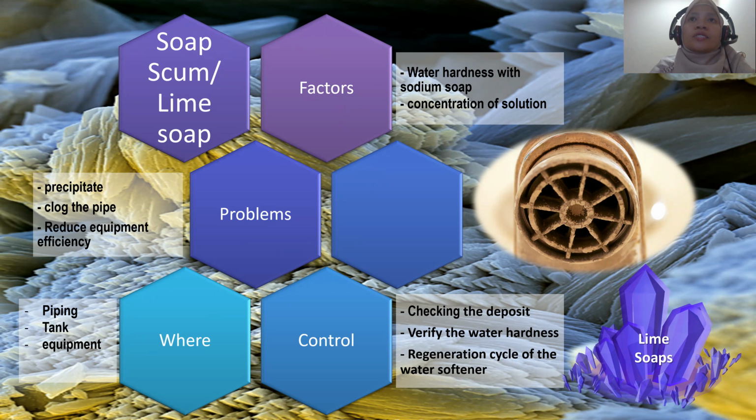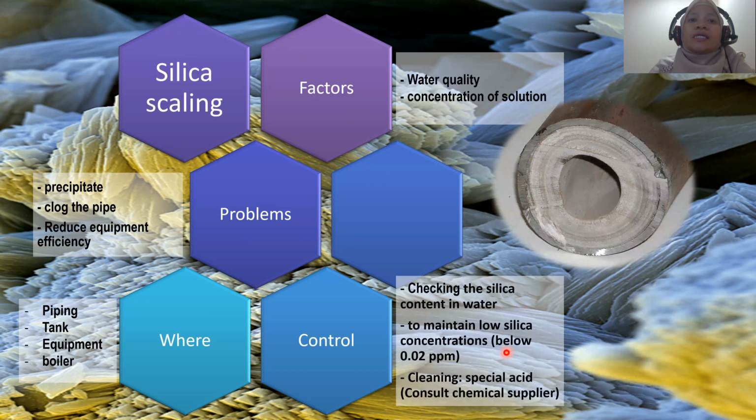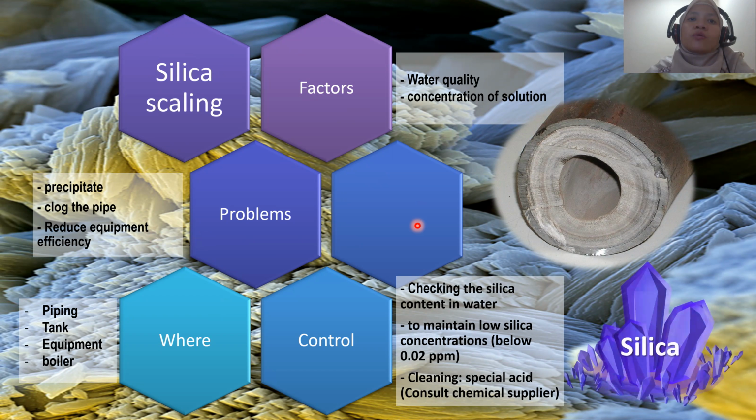Then let's look at silica scaling. Silica scaling may also form on pipe or equipment surfaces. Silica can be found in all natural water supplies. Generally, the formation of silica scaling is influenced by the water quality and the concentration of silica. Problems that might be raised from silica scaling are the same as the limescale problem. Silica scaling may be found at any surface that contacts with water, especially water that has high silica content.